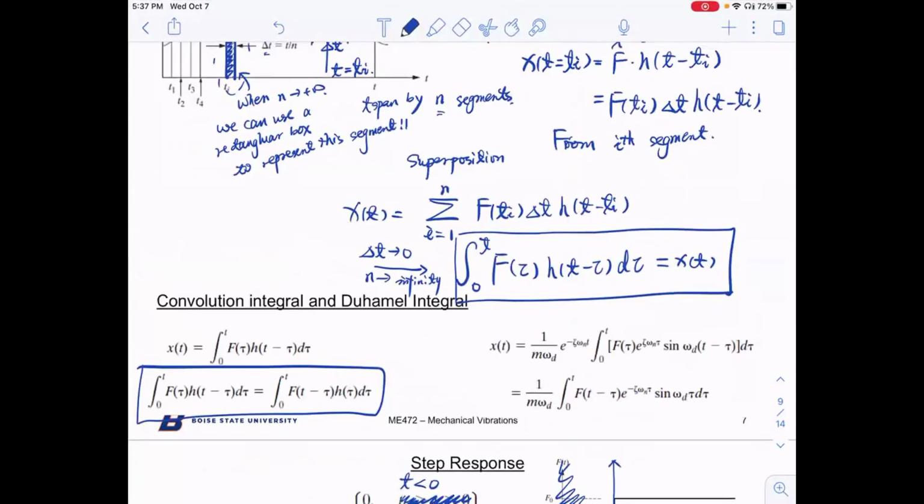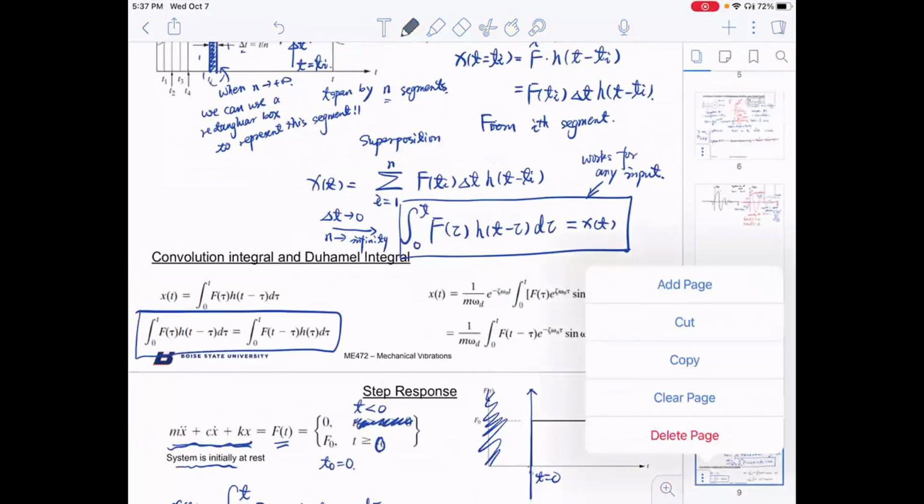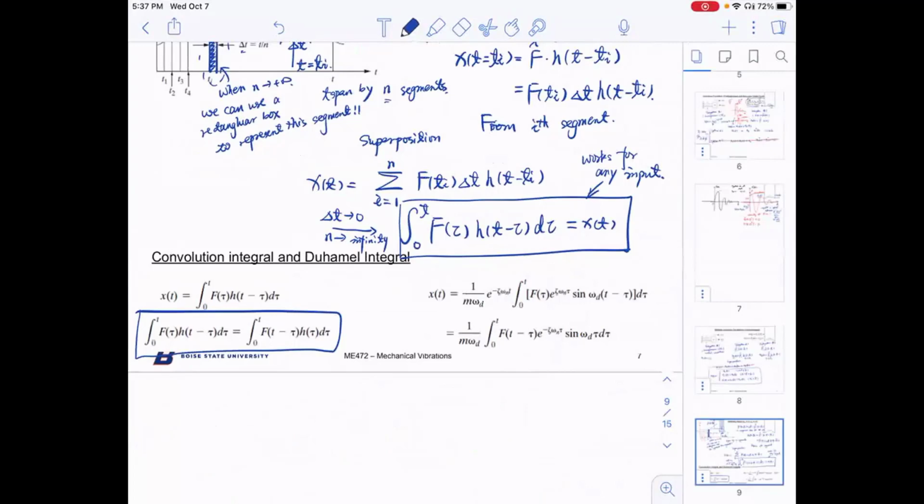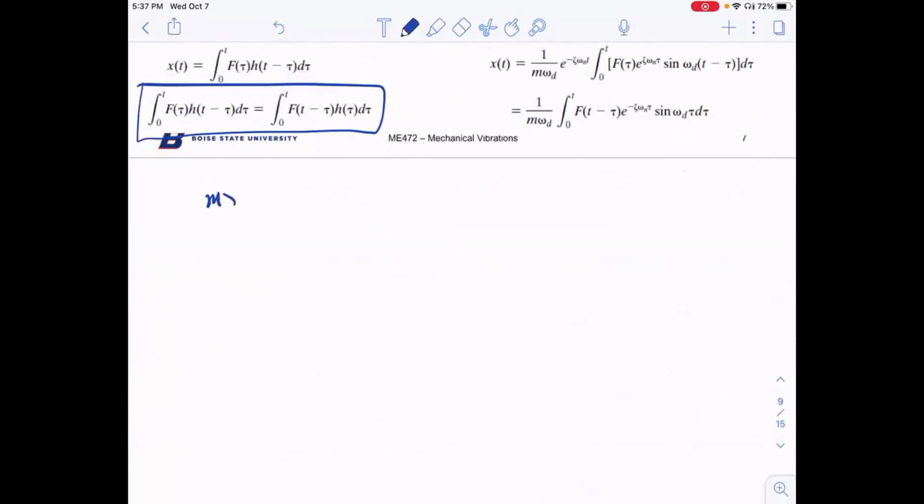So this convolution integral works for any input. It even works for the harmonic excitation. So that's the general method when you have a forced vibration system. If you have m x double dot plus c x dot plus k x equal to f(t), your f(t) can be anything as long as you know the force value at each time point. In order to find the x(t) response, you just need to calculate this integration.